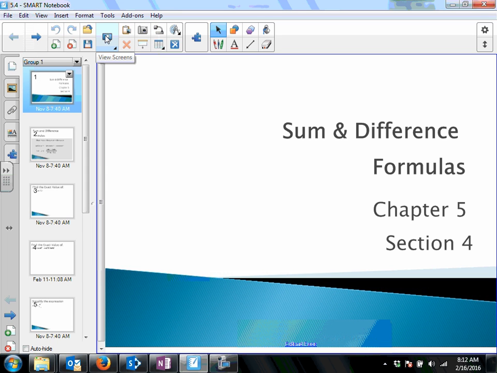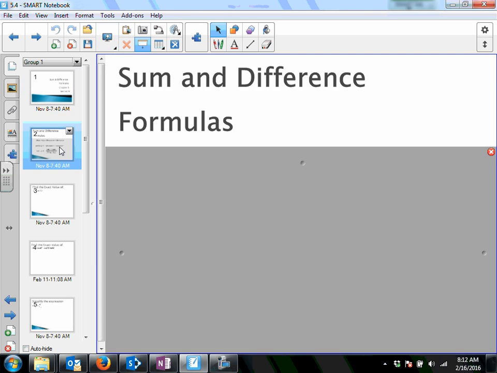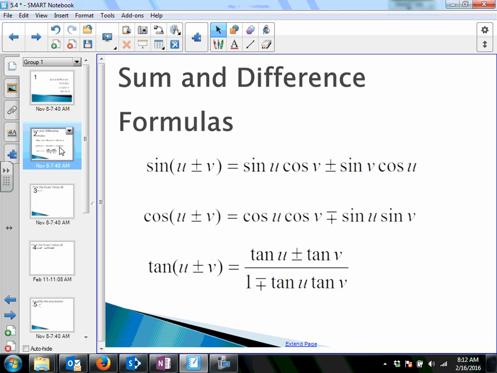Okay, so today we're going to talk about sum and difference formulas. I've given you a pink sheet of paper. It's what I call a foldable. Okay, on this foldable, I have given you our sum and difference formulas as well as examples. This is what I want you to do with it.